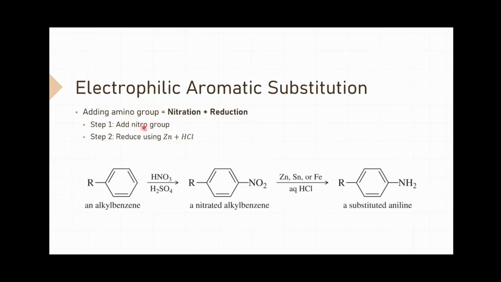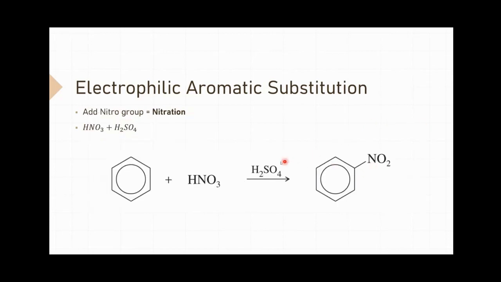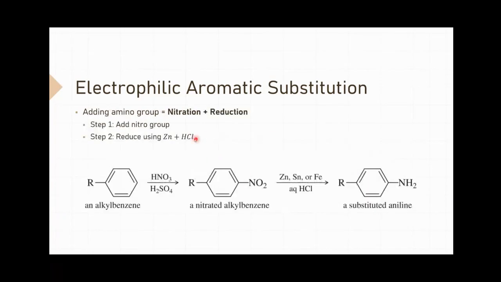If I want to add an amino group, which is NH2, I would add a nitro group first. So I would do this reaction first, the HNO3 H2SO4, right? And then I would reduce it using zinc and hydrochloric acid, and that should give me NH2.